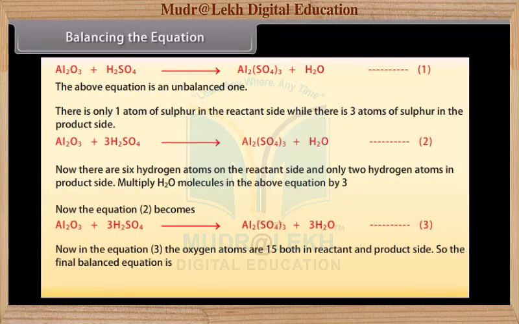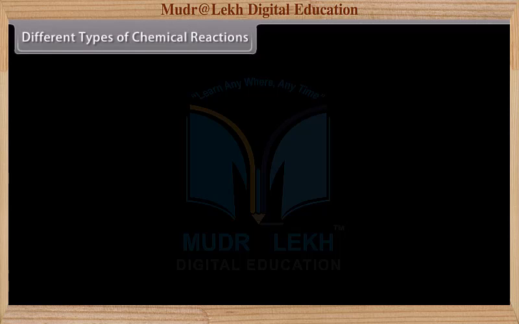Now in equation 3, the oxygen atoms are 15 both on the reactant and product side. So the final balanced equation is Al2O3 plus 3H2SO4 gives Al2(SO4)3 plus 3H2O.